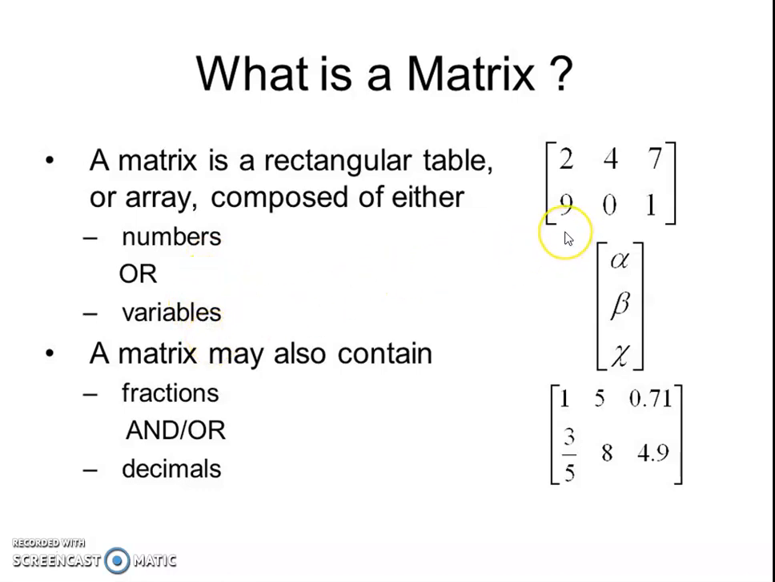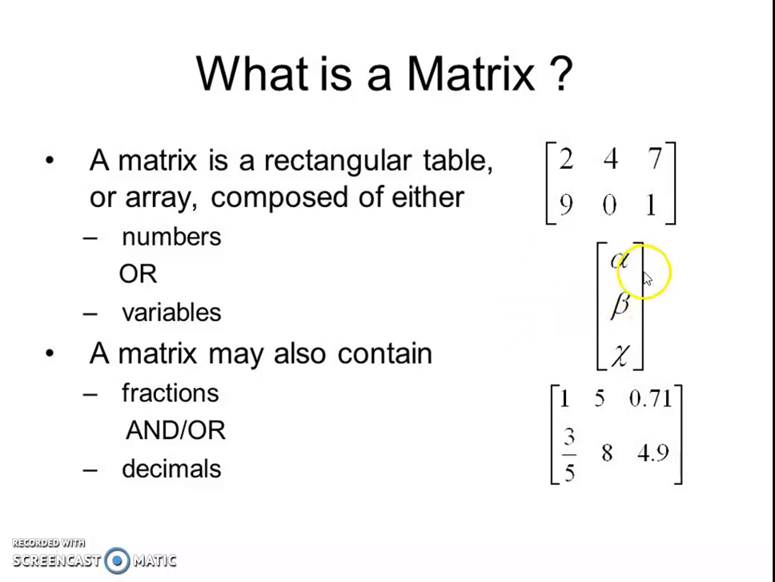That is mentioned in computer language as well. Here I mention examples in different patterns. 2, 4, 7 are the elements available in the first row. 9, 0, 1 are available in the second row. These are allocated in column 1, column 2 and column 3. That means the order of this matrix is obviously 2 by 3.